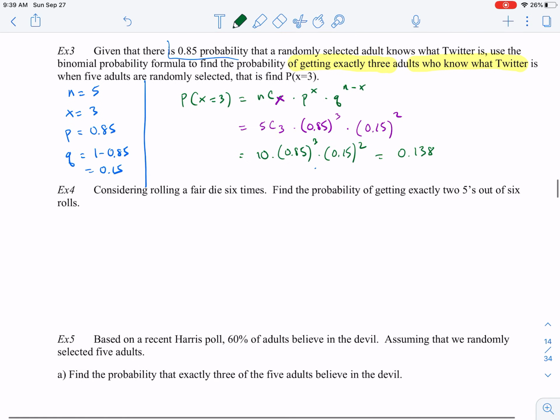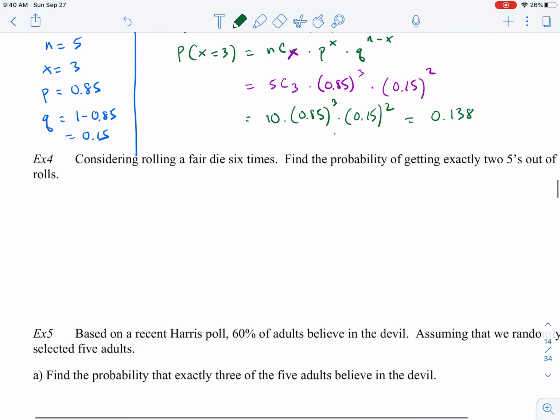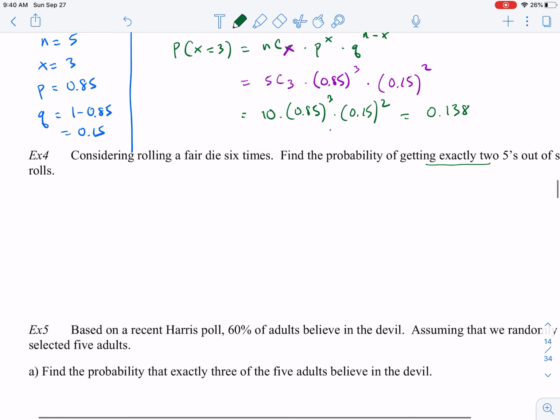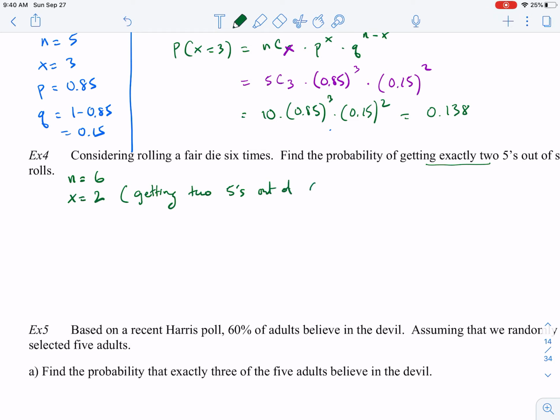Let's do another one. Consider rolling a fair die 6 times. Find the probability of getting exactly 2 5s out of 6 tosses. So we roll the die 6 times, and then we want to see out of those 6 tosses how many times a 5 comes up. So N is 6. X, in this case, is 2. We want to get 2 rolls that are a 5. So getting 2 5s out of 6 tosses, that's what X stands for.